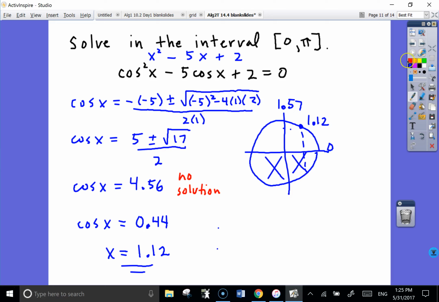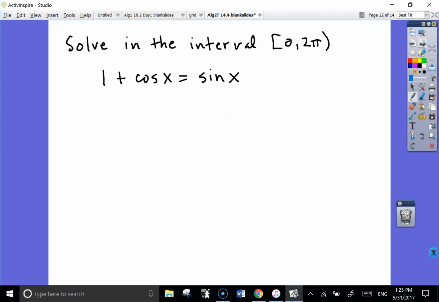Okay, last slide. Solve in the interval 0 to 2 pi. Now, here we've got two different trig functions, so how are we going to isolate them? No. And the answer is you're not. You're going to have to do something to make these all the same trig function. So any ideas what we might do that would lead us there?